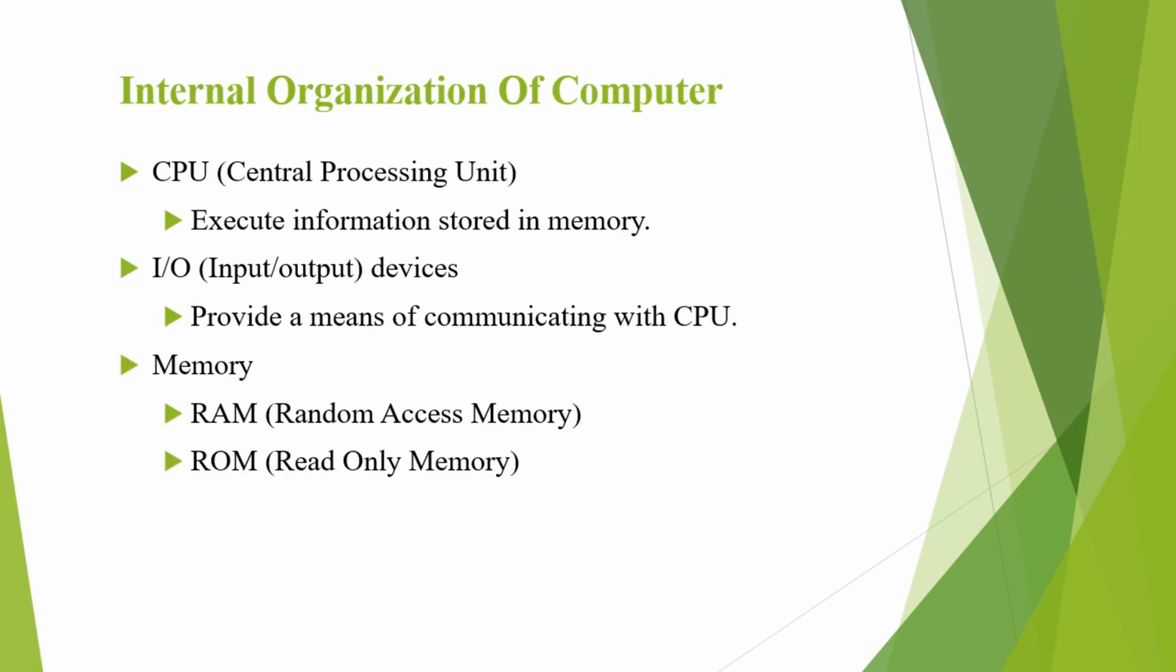Next we'll see the internal organization of computer. So the three main parts of computer are CPU, central processing unit. In this, the information stored in memory is executed. Next, IO devices, input-output devices. This provides some means of communication with the CPU. And next, memory. We have two types of memory: RAM, that is random access memory; ROM, read-only memory.